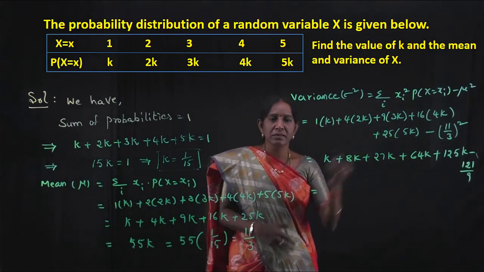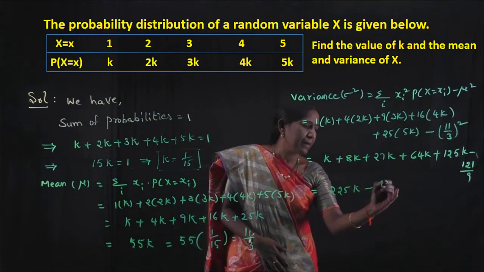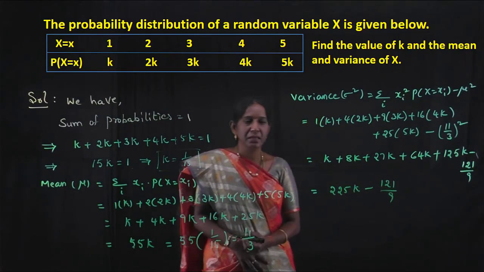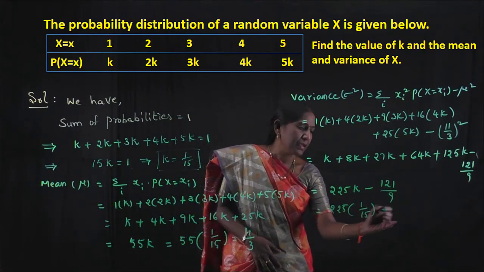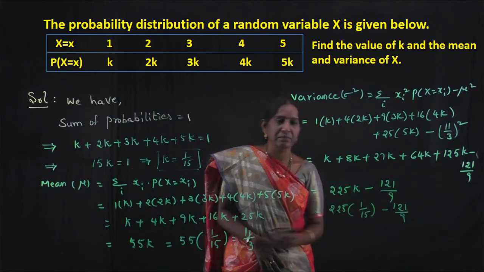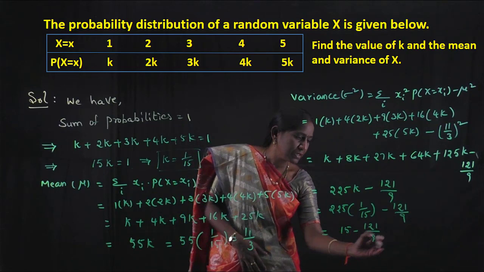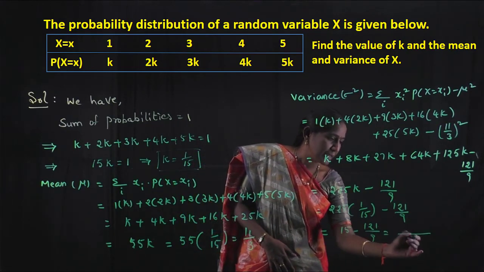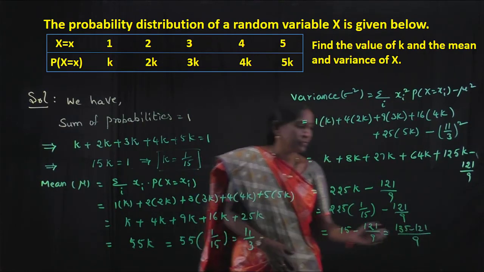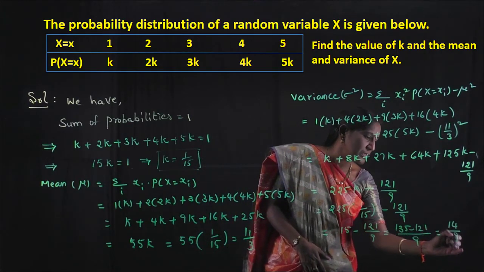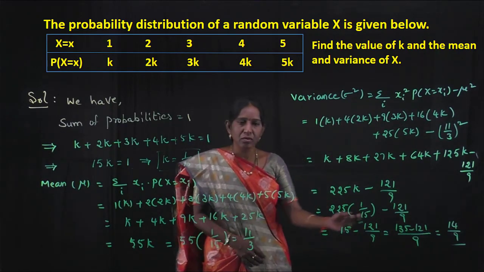By adding all these, we get 225k minus 121 by 9. Substitute the value k is 1 by 15: 225 by 15 minus 121 by 9. So this is 15 minus 121 by 9. Then by taking LCM, we get 135 minus 121 by 9. So this value is 14 by 9. So variance sigma square is equal to 14 by 9.